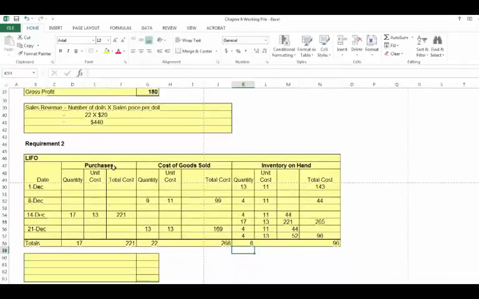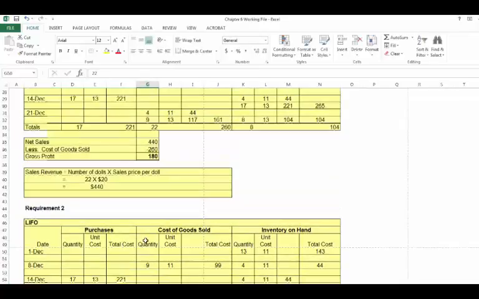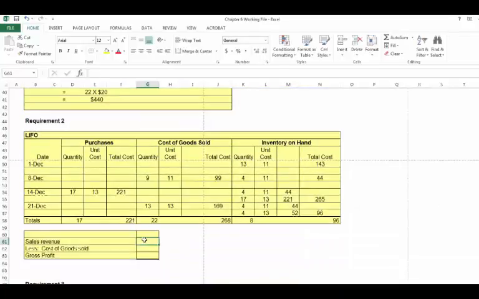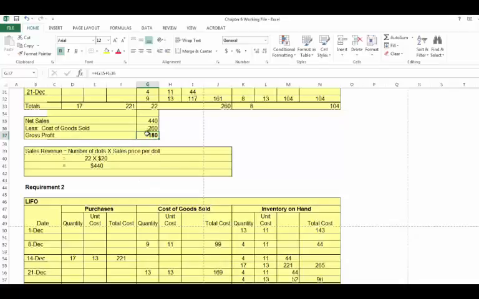Okay, so let's calculate gross profit down here using LIFO as well. I'm going to take my sales revenue less cost of goods sold, and that gives me gross profit. I still sold 22 at $20, so my net sales, my sales revenue, are the same. But now my cost of goods sold is different using LIFO. So if I calculate my gross profit using LIFO, it's 172 versus 180 for FIFO.